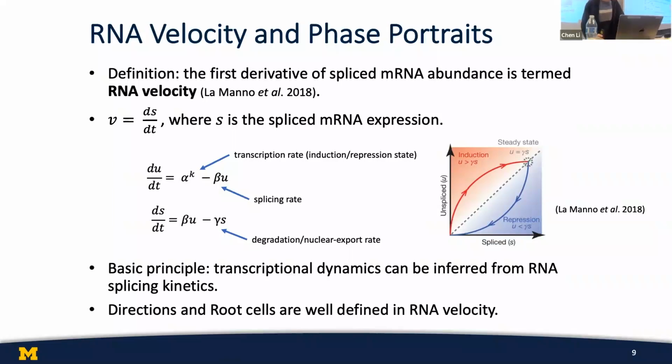Above the diagonal line is the induction state, where transcription is actively happening, and below the dotted line is the repression state, where transcription has terminated. The basic principle is that transcriptional dynamics can be inferred by RNA splicing kinetics. Like shown on the diagram to the right, we can see that the root cells and the directions are well defined this time, unlike in the traditional trajectory inference methods.